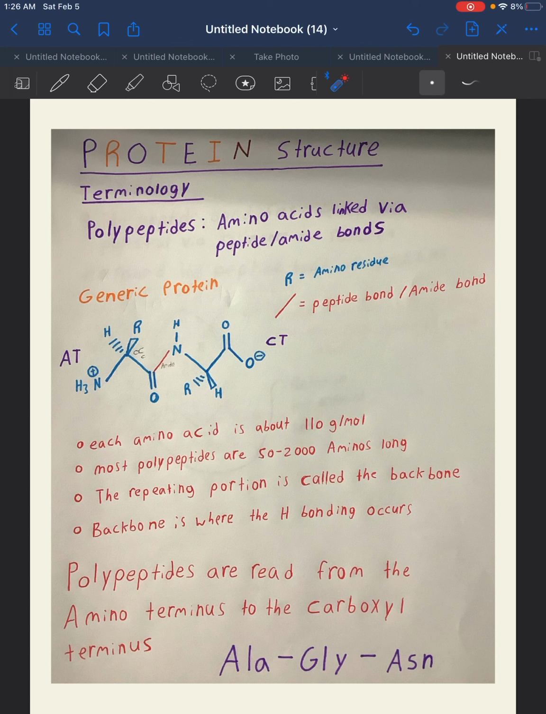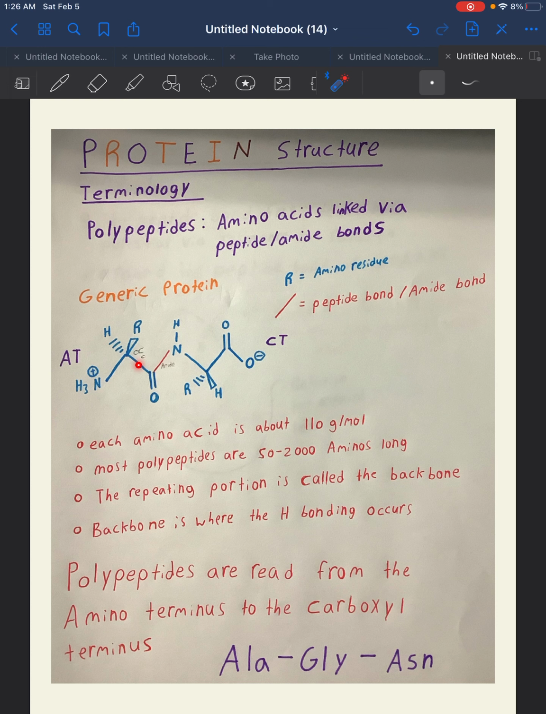Each amino acid weighs about 110 grams per mole. There's usually between 50 to 2,000 amino residues present on a polypeptide chain. So if you do the math real quick, the lightest polypeptide chain you could have would be about 5,500 grams per mole.